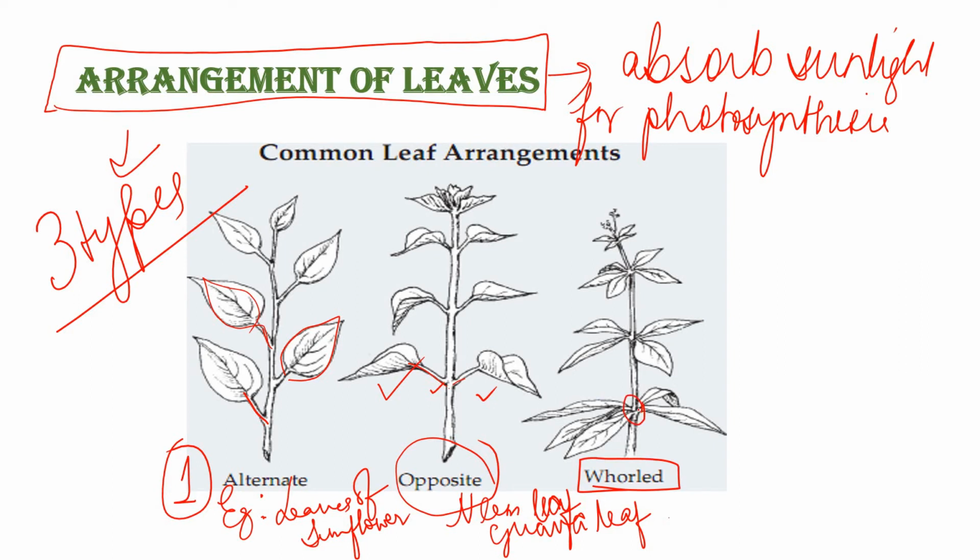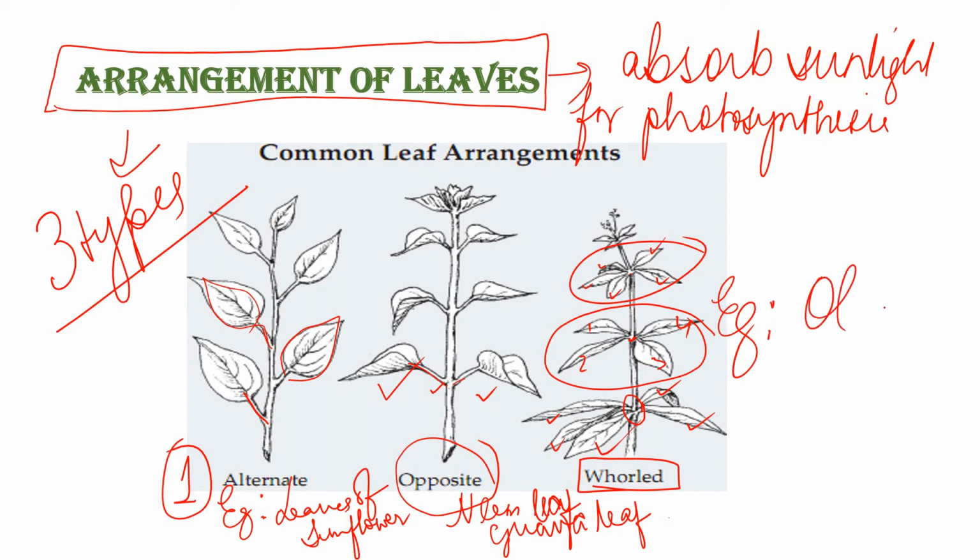See, so this is a node, and what can we see is that 1, 2, 3, 4, 5. 5 leaves have come out from this single node. Here what can we see? This is the node, and we can see 1, 2, 3, 4. 4 leaves have come out from this node. This is the node, and here what can we see? 1, 2, 3, 4, 5. 5 leaves have come out from this single node. So this type of arrangement of leaves is called the whorled leaf. Okay, and the example that is given in your book is the oleander leaf.